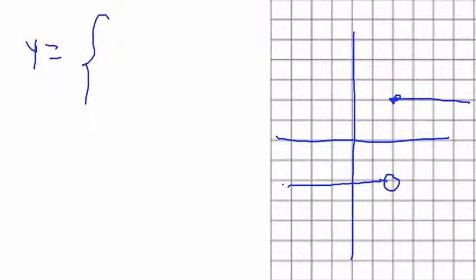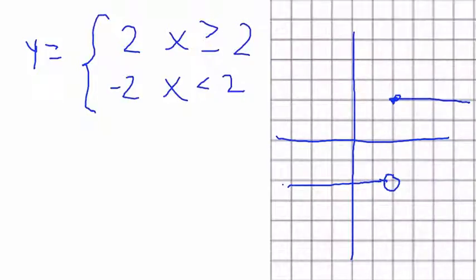Now suppose this was a piecewise function, where the graph went like this. From here, it jumped to here. So in this case, the equation would be written like this: y equals -2 for when x is less than 2, and it would be 2 for when x is greater than or equal to 2.